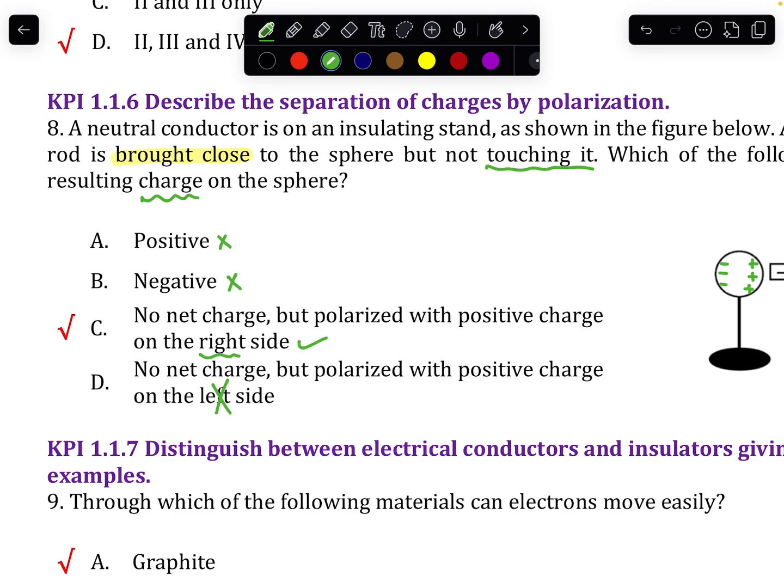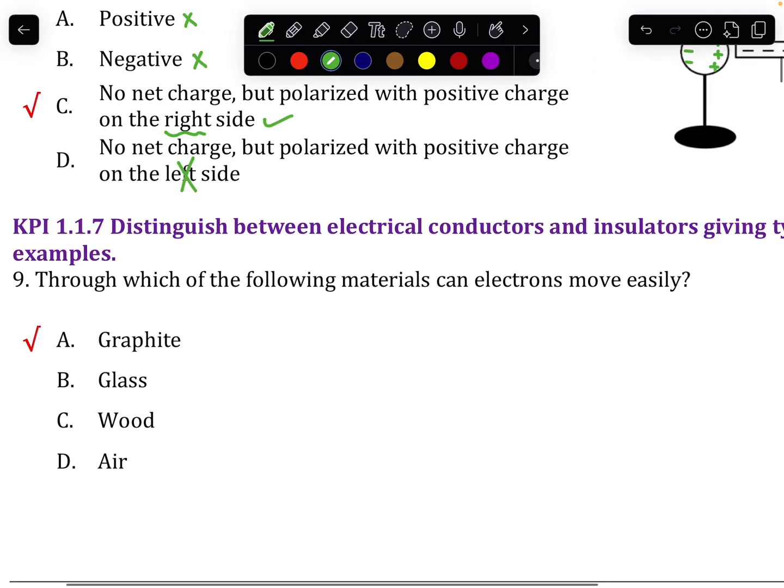Okay. Which of the following can electrons move through easily? They can move easily in a conductor. So glass, wood, and air are insulators, while graphite is a good conductor.